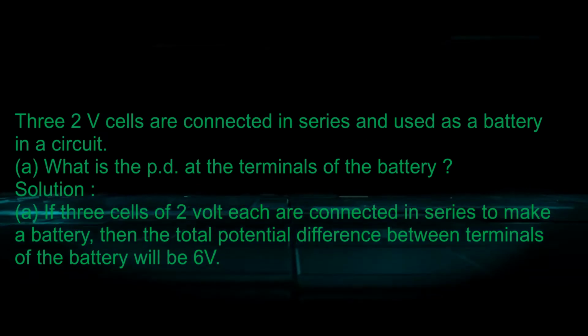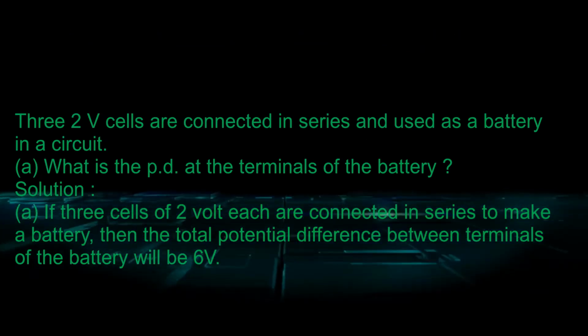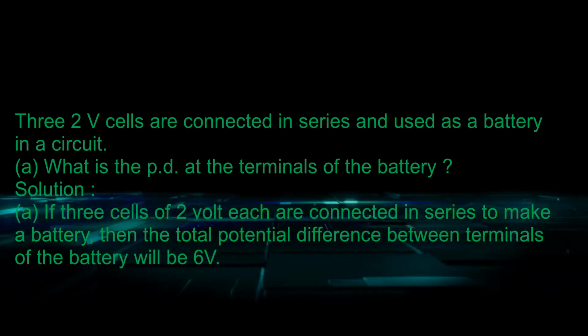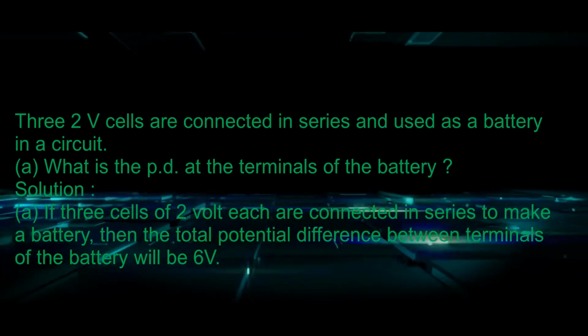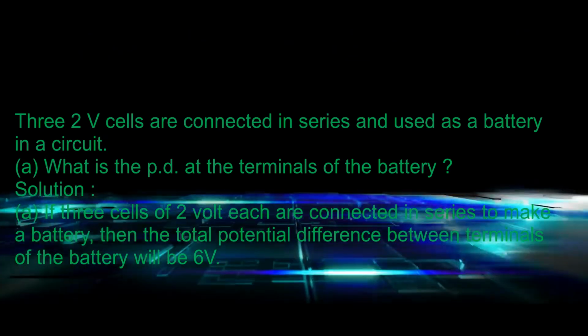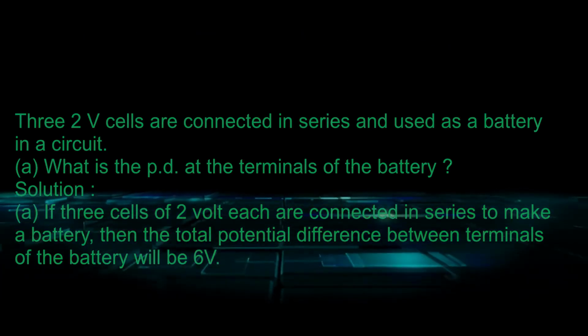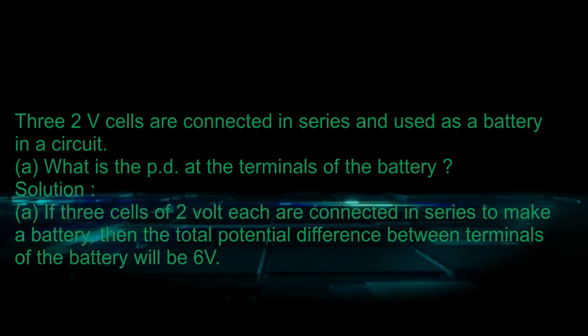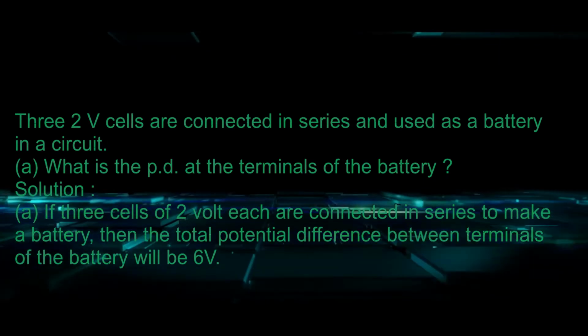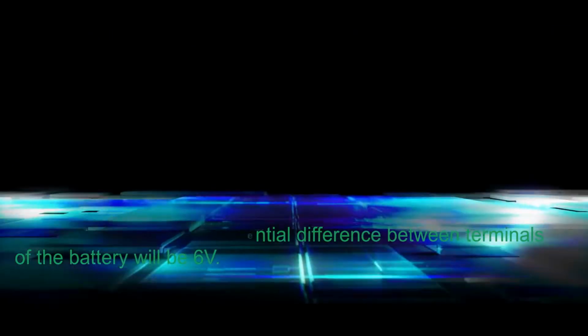3 2 V cells are connected in series and used as a battery in a circuit. A. What is the PD at the terminals of the battery? Solution. A. If 3 cells of 2 volt each are connected in series to make a battery, then the total potential difference between terminals of the battery will be 6 volts.